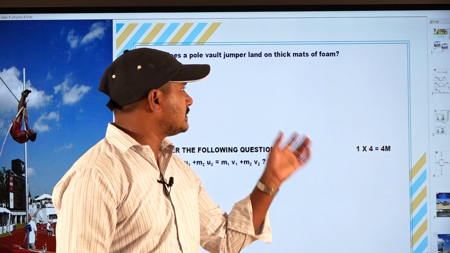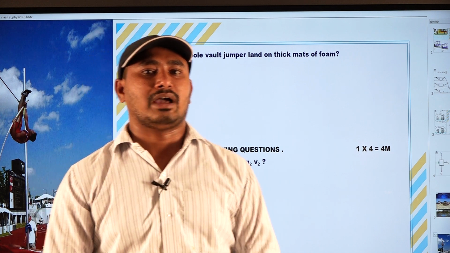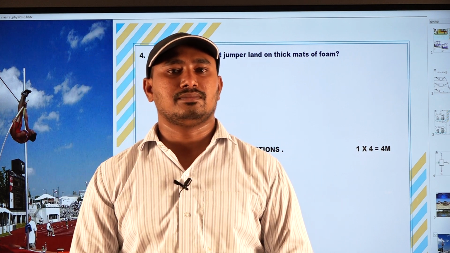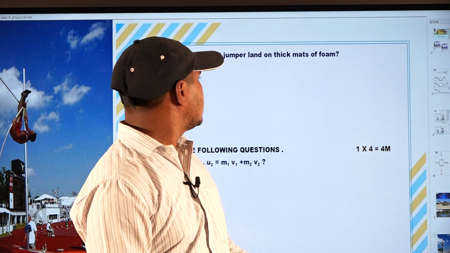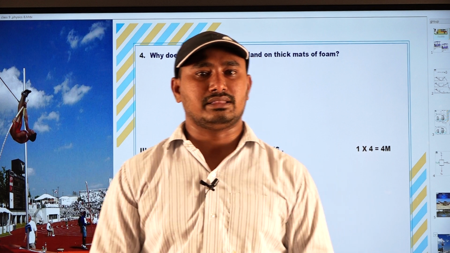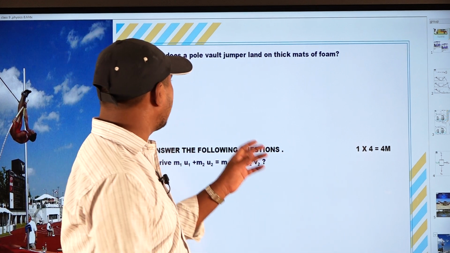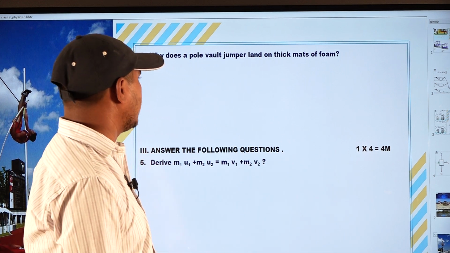Why? Because these mats act like a cushion to reduce the injuries from the ground surfaces. So, that is the importance of these thick mats. Okay, so that is the answer for question number 4 here.